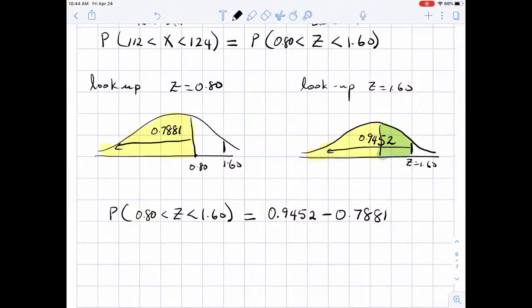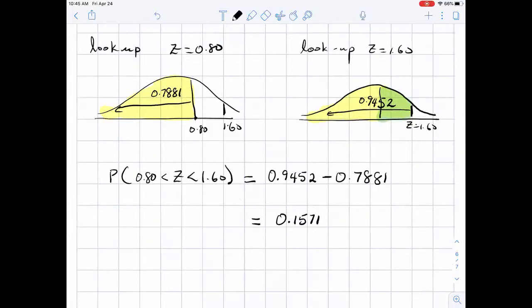So what's the answer here now? What is 0.9452 minus 0.7881? 0.1571. So the probability here is equal to 15.71%. So you could either write it as decimal or percent.